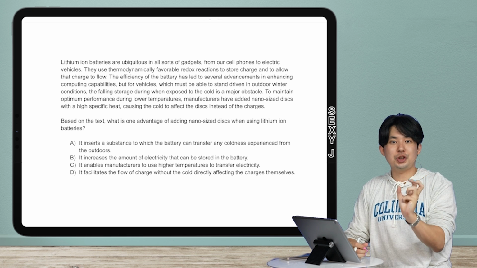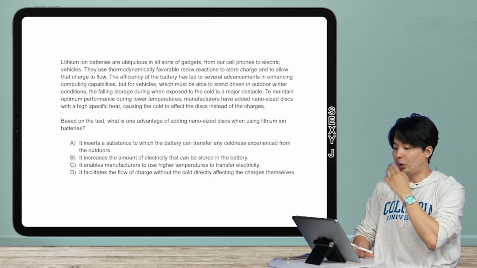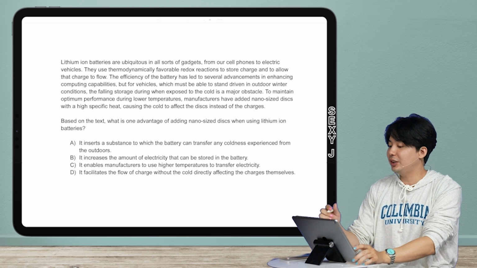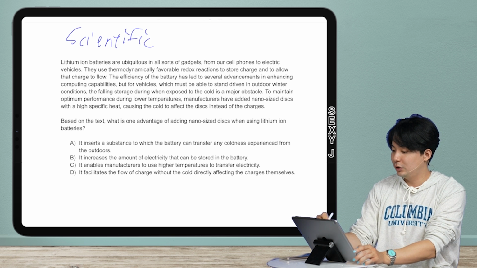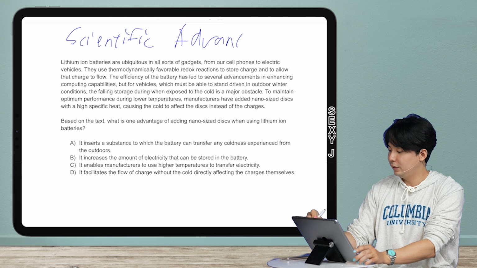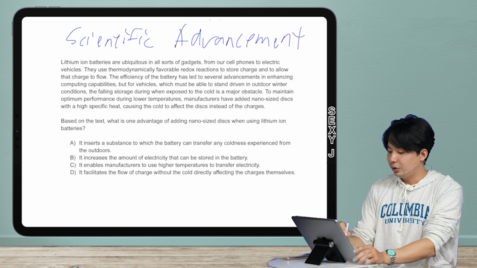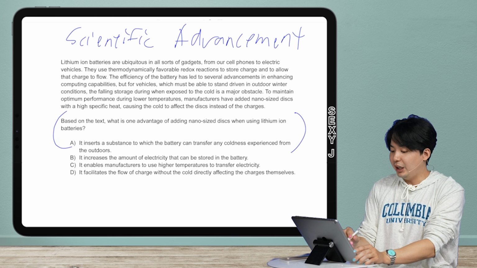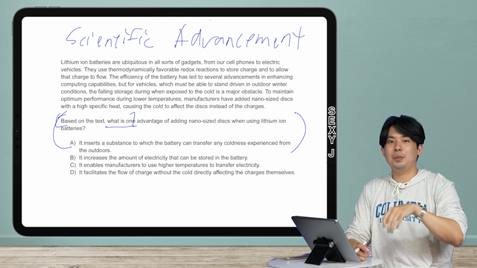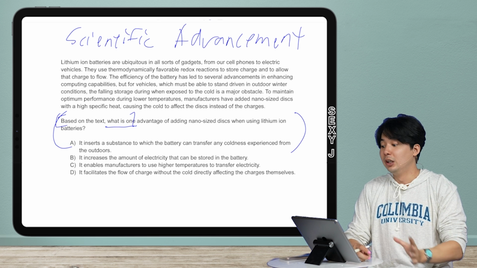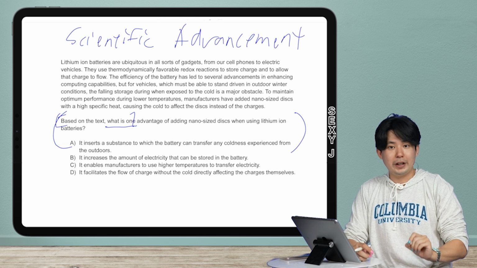This is a new question type. I was also thinking about what to call it, and I'm going to call this scientific advancement. The wording here is going to be "Based on the text, what is..." The question type, according to Khan Academy, is probably going to have some unhelpful wording, so I'm just going to call this scientific advancement.